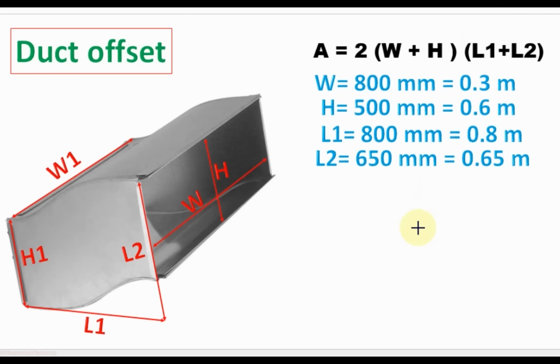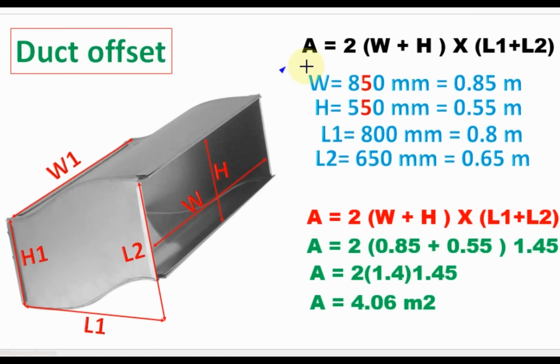This duct offset has width equal to 800 mm, height 500 mm, L1 800 mm and L2 650 mm. Now we will calculate the area for it. As this offset has joints at its four corners, we will add 50 mm to both dimensions. Then width became 850 and height became 550. When we apply these values in the formula, we get the area for this offset equal to 4.06 square meter.